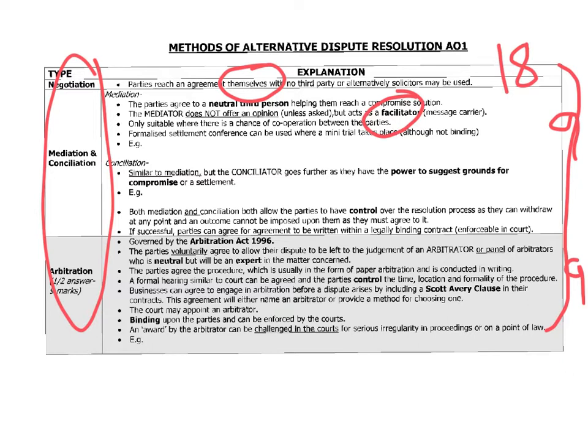But the third party doesn't generally offer their opinion unless you ask for it. The whole point of them is to facilitate and just make sure that the process runs as smoothly as possible. Alright? They're not there to tell you what to do, basically. The decision is still yours. Okay? We can have a formalised settlement conference. So this is basically mediation, but a little bit more formal. You get a mini trial and the person will help you come to an agreement.